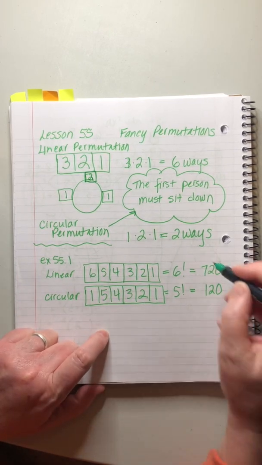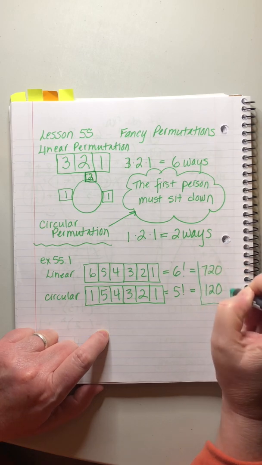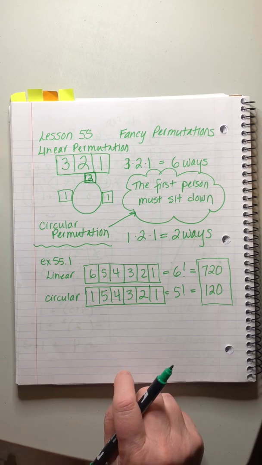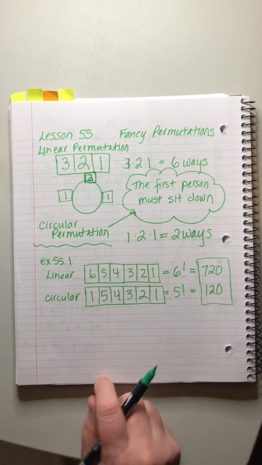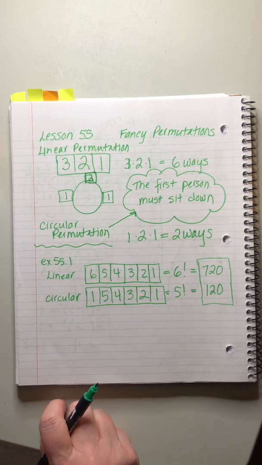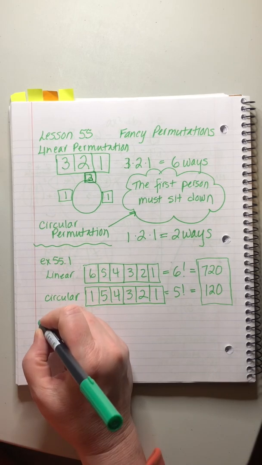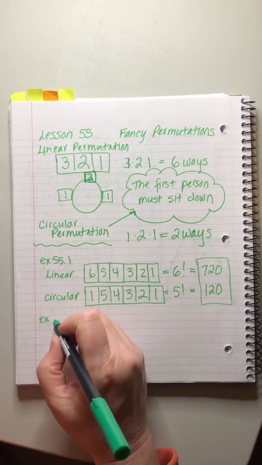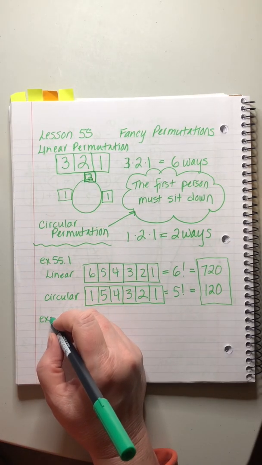Okay, so notice, it's kind of interesting, right? When you arrange things in a circle, there are far fewer ways to arrange them than if you're arranging things in a line. All right? Okay, and then there's one more example of these circular permutations, which is what our first topic is today. We have two topics.